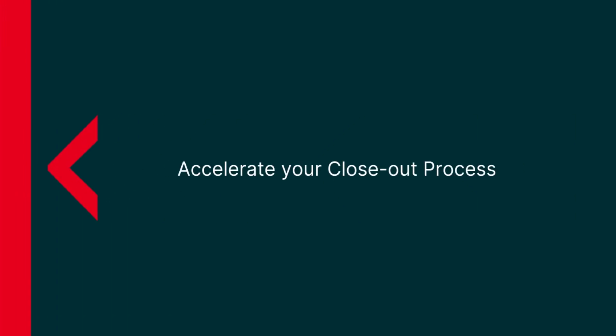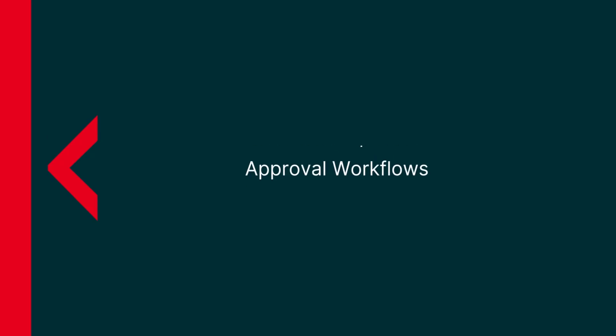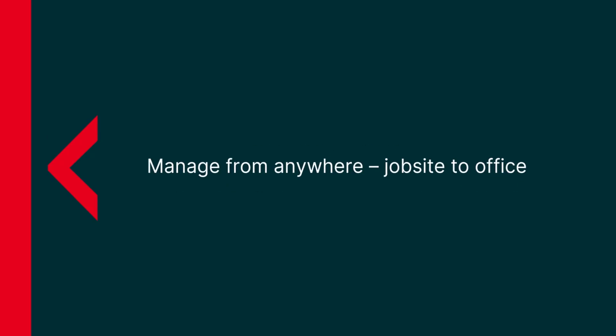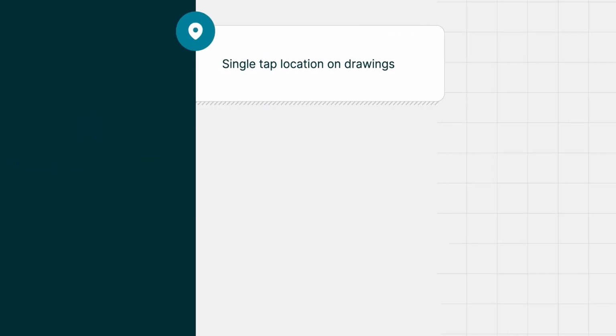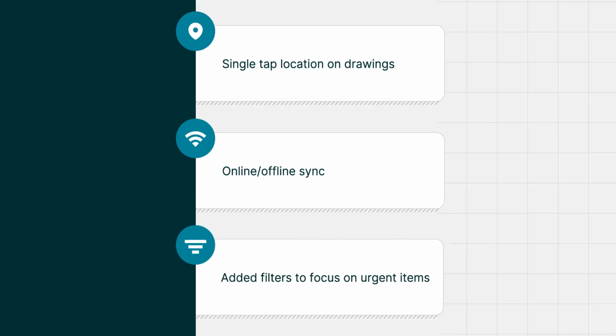Accelerate your closeout process with real-time updates and approval workflows to manage from anywhere, job site to office, with Kahua's punch list app. A few features include single-tap location of an item on a drawing, online-offline sync to connect the field to the office, and added filters to focus on items urgently due.